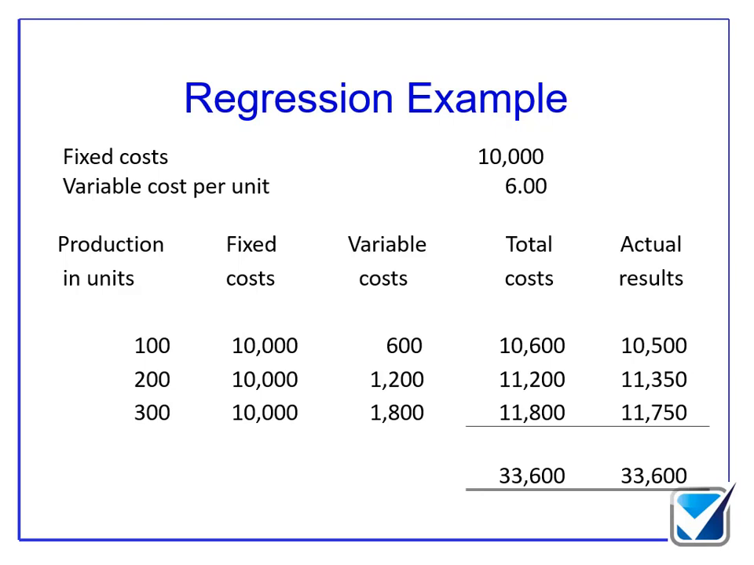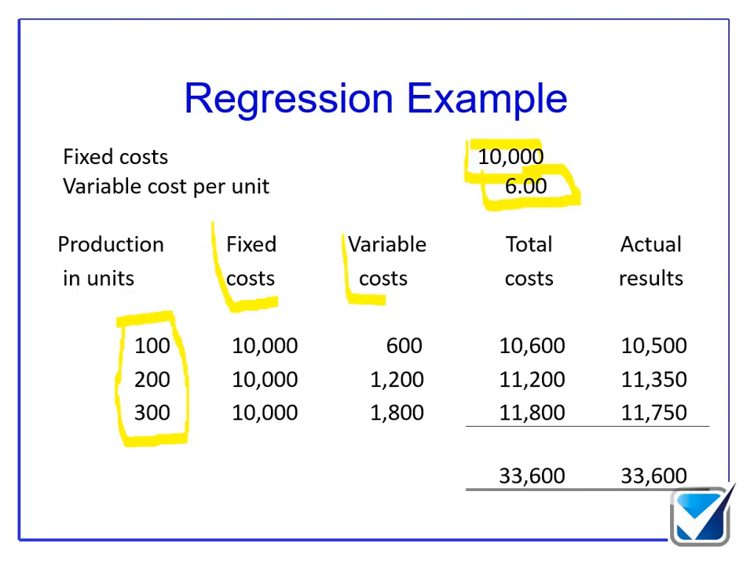So I have got a situation whereby my fixed costs are going to be $10,000. My variable cost per unit is going to be $6 per unit. I know these things because I've understood exactly how my production line works and I've just worked out precisely what these numbers need to be. Then what we've got is 3 different sets of production limits. So we've produced 100 units, 200 units, 300 units. And then I've put down my fixed costs and also my total variable costs.